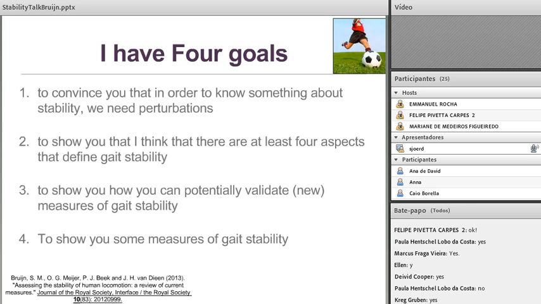The third is to show you how you can potentially validate new measures of gait stability, because gait stability is such a hard concept. I think you need to be very careful with what measures you're using and how and why you're using them, so I want to talk a bit about that. And the last goal is to show you some measures of gait stability. You can see the reference down there in the slide.